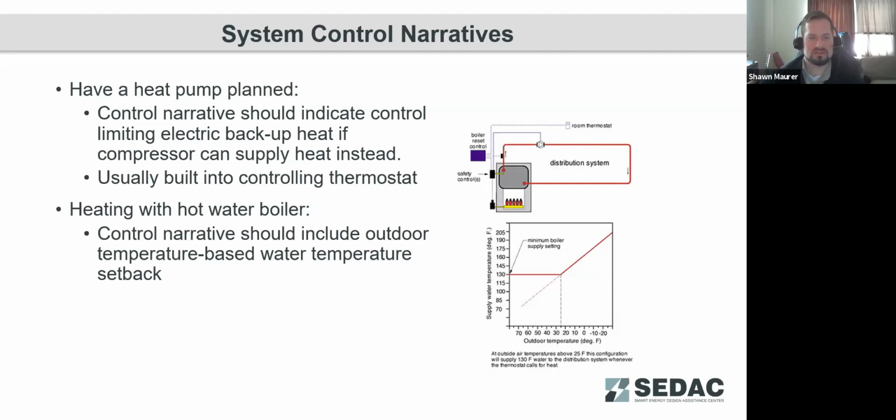But you would also need to include in your plan drawings where the outdoor air temperature sensor is located, to make sure it's not exposed to direct sunlight, which will impact the temperature readings and possibly throw this calculation off. And also that the boiler itself has that reset capacity built into it. So two very important considerations for those more advanced HVAC systems than just having a furnace and AC unit.